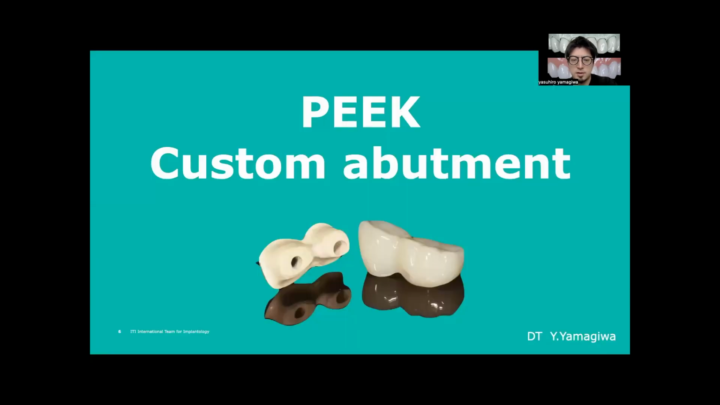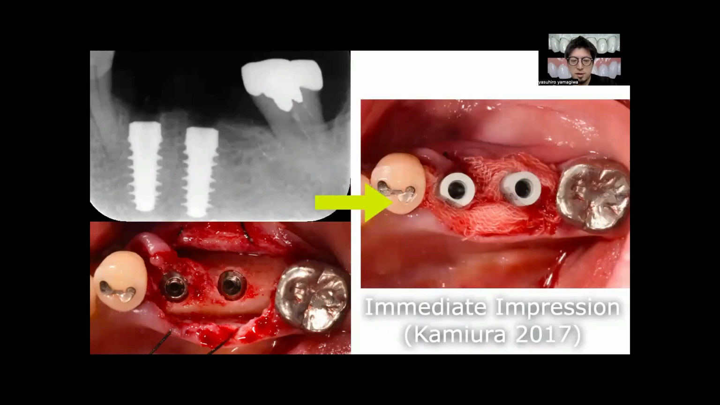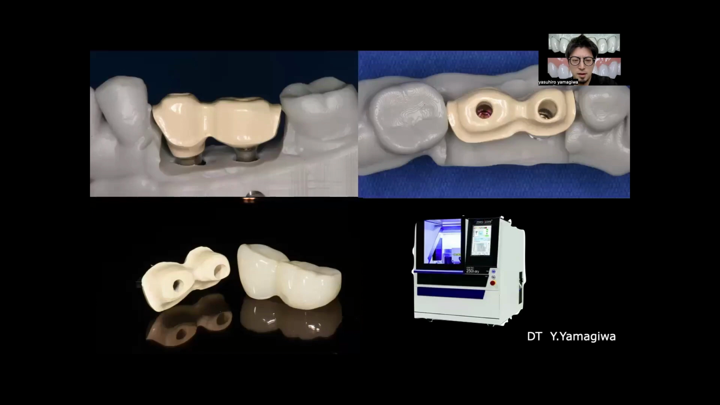First, let's talk about the PEEK custom abutment. A digital impression is taken at the time of implant placement. Please place guards around the scan post to make the impression easier. We manufacture custom abutments and provisional crowns. The elasticity of PEEK acts as a shock absorber for the implant body.